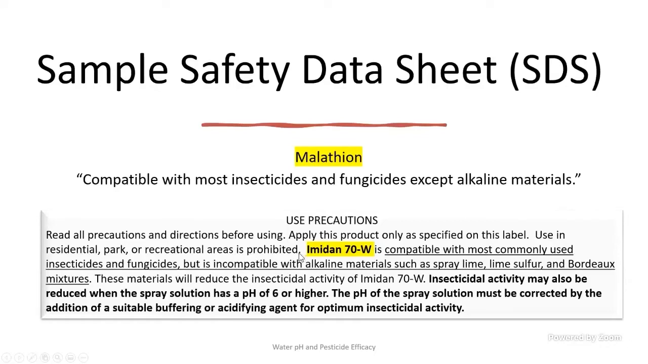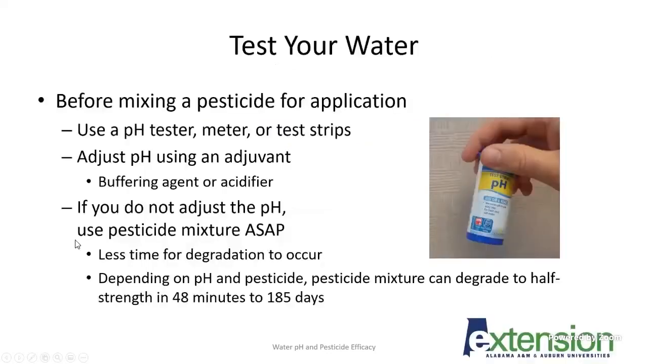So you want to make sure that you read your label, because it will tell you if it has an issue with pH, or if you need to use the right pH within your water when you're measuring that. The solution to the problem is to lower the pH of the water to the optimal range of 4 to 7 before mixing with the pesticide. Do this by adding the recommended amount of buffering or acidifying agent. Buffering does not affect the residual activity of the pesticide. The buffering effects start at the time of mixing, continue during storage in the tank, and do not stop until the water has evaporated from the spray droplet.